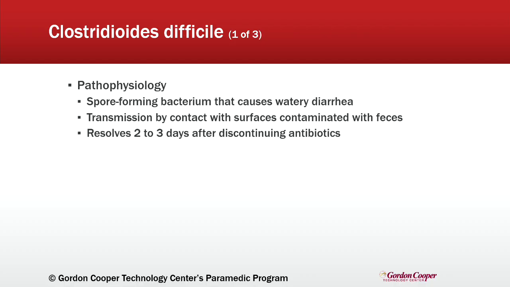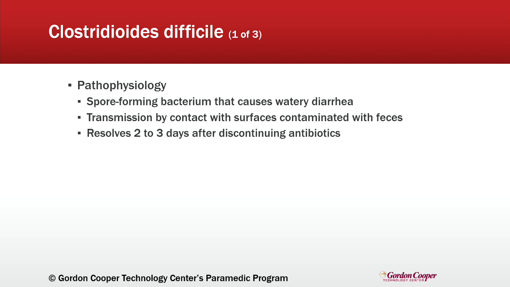This is a spore-forming bacteria that produces two endotoxins that lead to really, really watery diarrhea. So that's the main sign and symptom we're going to see. They're going to have taken antibiotics recently and they have really watery diarrhea. The infection is transmitted through contact with surfaces contaminated with feces, so poor hand washing and all that kind of stuff after going to the bathroom is how this can be spread.